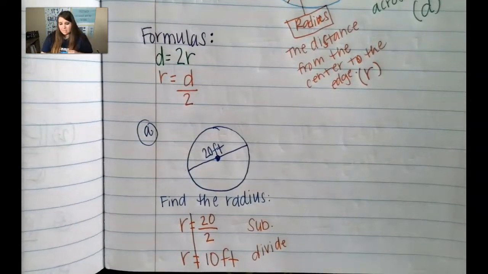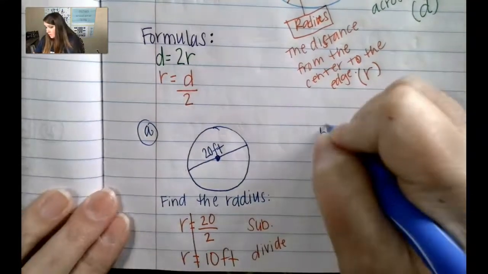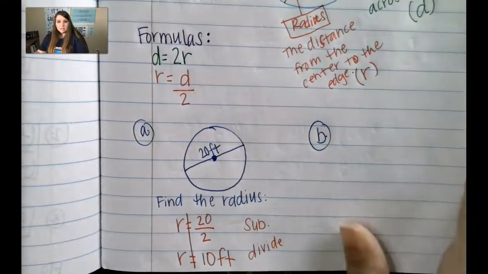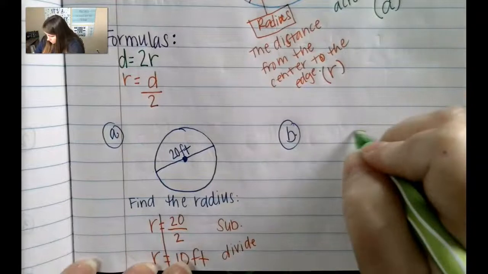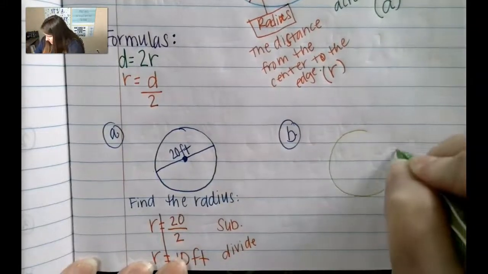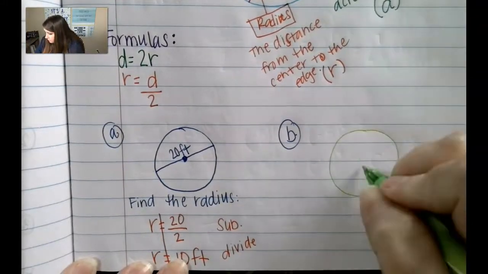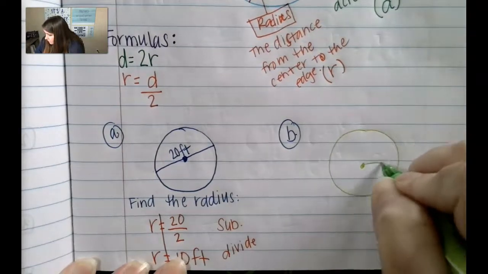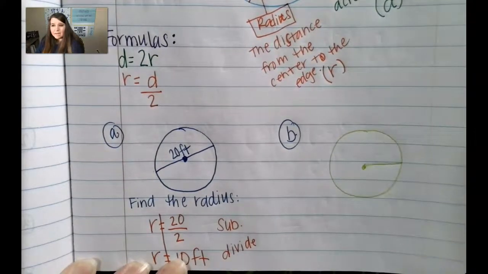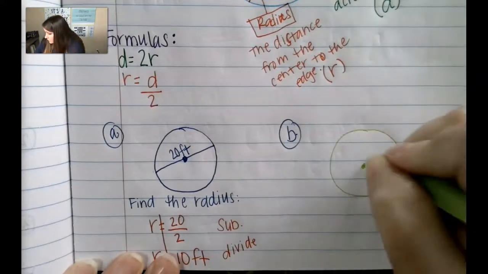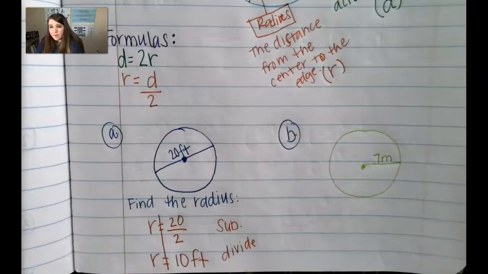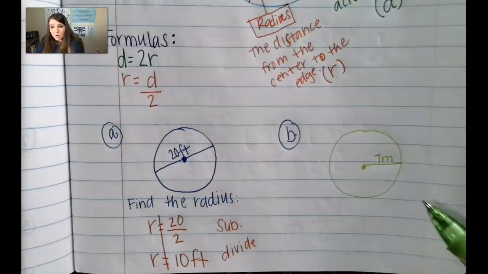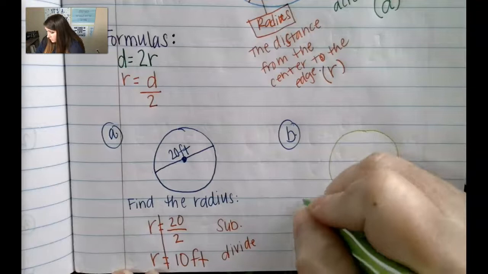But what if they give you, in another example, they ask you to find the diameter. In this example, you have another circle, and in this circle, it says that the radius is 7 meters. So we have 7 meters, and they want us to find the diameter.